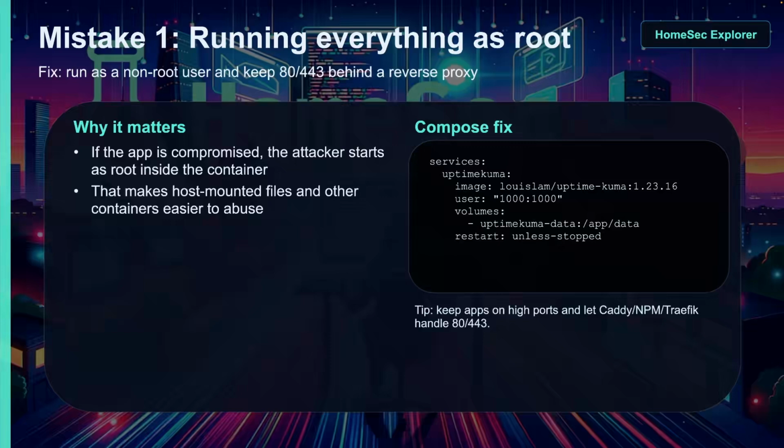Mistake 1 is running everything as root. If an app gets exploited, the attacker starts as root inside the container. That makes it easier to mess with mounted volumes, abuse capabilities, and pivot to other containers. Most images run as root unless you change it. So if you don't have a user set in your Docker Compose file, here's the simple fix to run as a non-root user. In Compose, add a user line with a user ID and group ID of an unprivileged user. If you use bind mounts, make sure folder permissions match the UID.